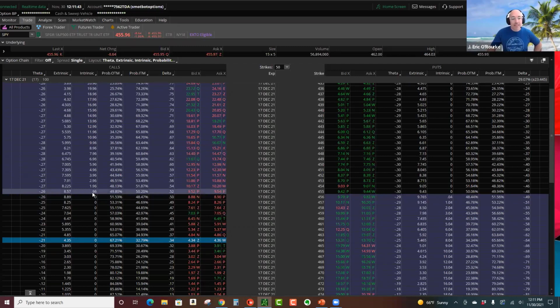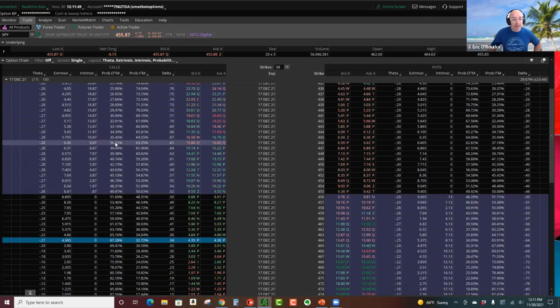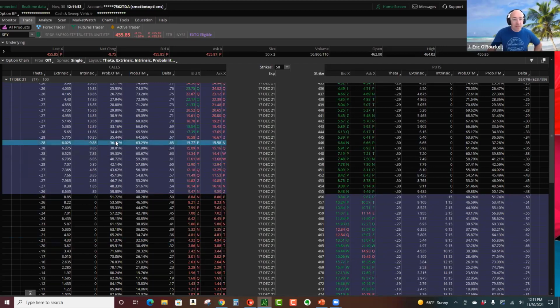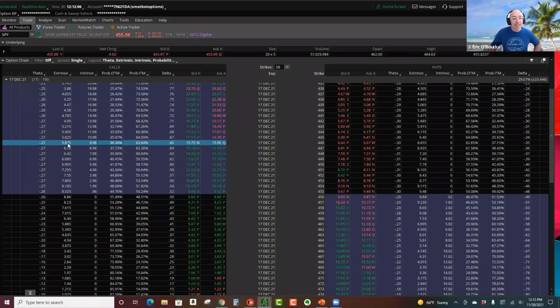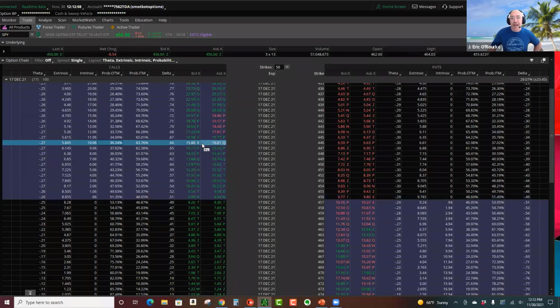So the next thing we'll talk about is the extrinsic value. If you look at the total value of the option, we'll look at the 446 call option. This option has $9.88 of intrinsic value, and it has $5.80 something cents of extrinsic value. When you add these two numbers together, that's the current value.